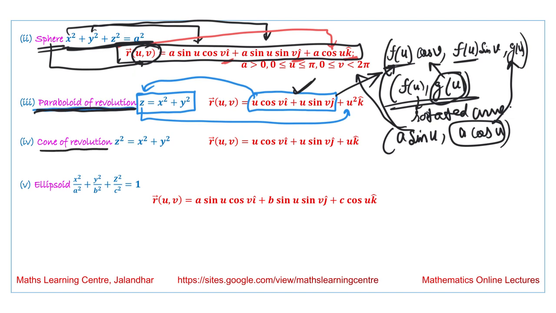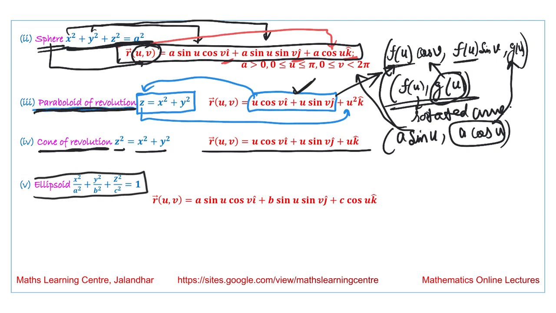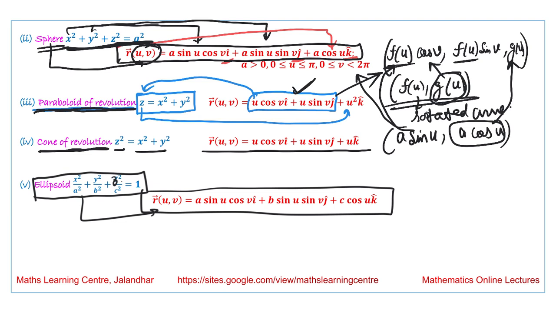Similarly, for the cone of revolution, z square is equal to x square plus y square, and in this case the answer is this. And lastly we have the ellipsoid, in which an ellipse is being rotated. When the ellipse is rotated, we have the parametric equation in this form. So we are basically using the result from the surfaces of revolution. These are some standard parametric equations that you might need in solving the problems in this chapter.